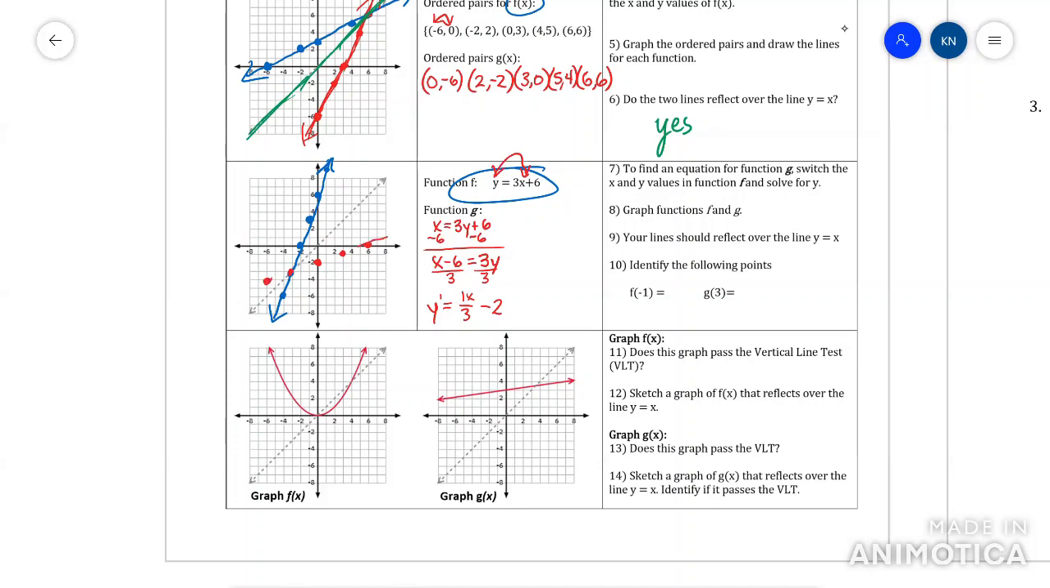It's going to look something like this. Okay, I can do better than that. Something like this.